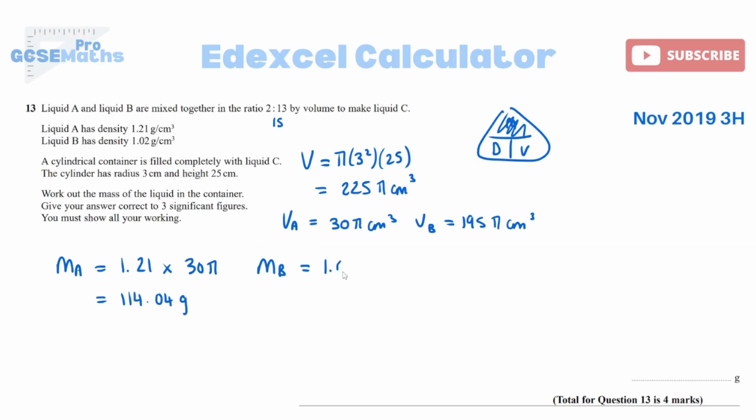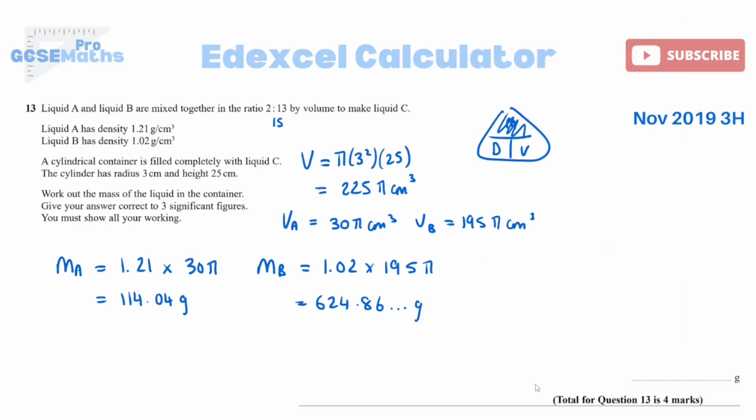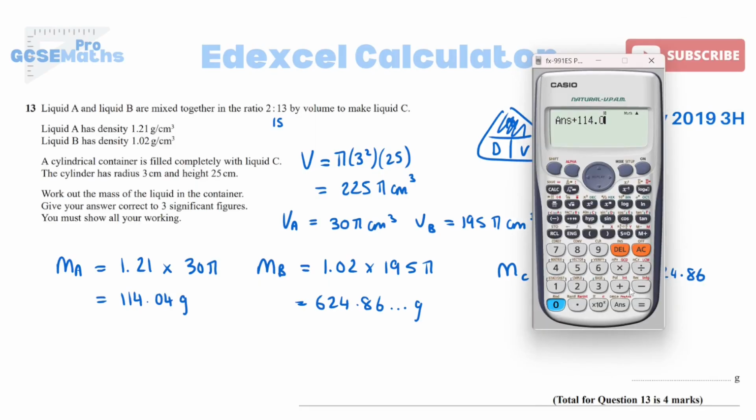We've got density is 1.02 multiplied by volume, 195 pi. Don't forget the pi if you've done it this way, which would give us 624 point, let's say 863 maybe, just a few decimals. So let's say 862, because I can keep that answer in my calculator anyway. Grams as well. Now the last thing we need to do is then add them together to get the total mass of liquid C. So 114.04 plus 624.86. I'm going to use my previous answer though to get all the decimals there. So just straight away plus 114.04.